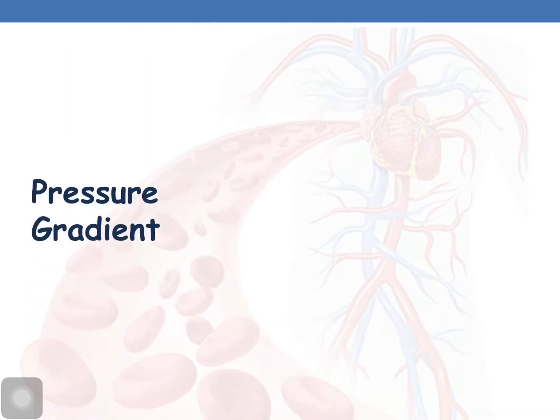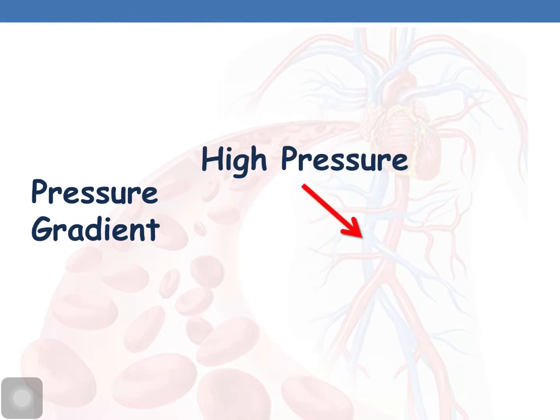Pressure gradients. The pressure gradient is the difference in blood pressure within the vascular system. It provides the driving force that keeps the blood moving, always from an area of higher pressure to an area of lower pressure all throughout the body.